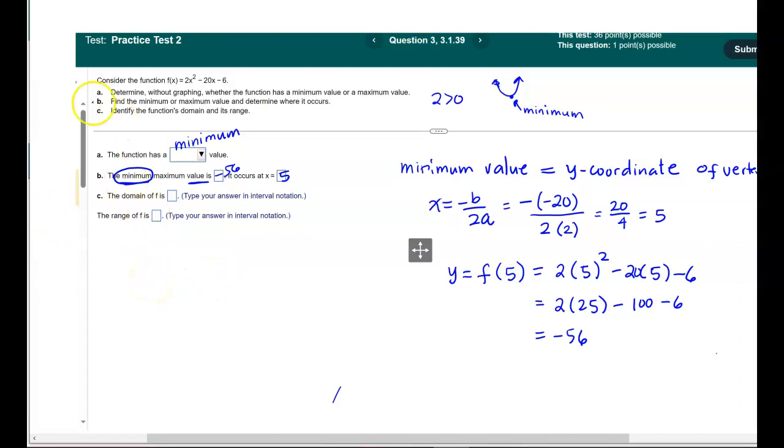Now, what's the domain? If you have a parabola or a quadratic function, the domain is always the set of all real numbers. And how do you write that? It's just negative infinity to positive infinity. What about the range? Again, this is a parabola that is opening upward. So the range will start from the minimum value, the lowest point, which is the y-coordinate, negative 56. So starting at negative 56, and that's included, you use a bracket, up to positive infinity.